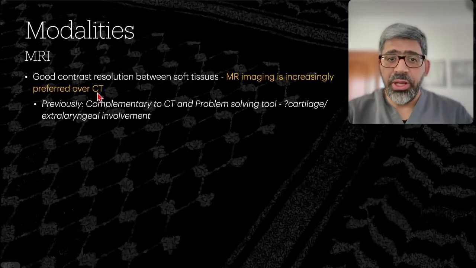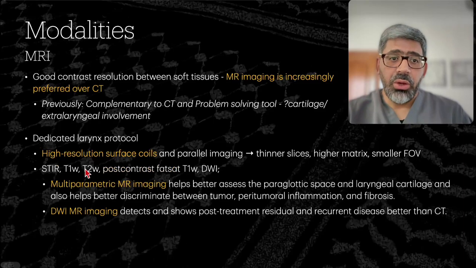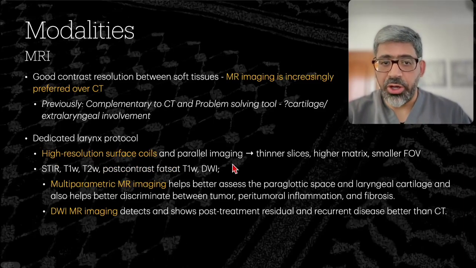MR has replaced CT as the primary modality for laryngeal assessment because it can provide better assessment of cartilage involvement and extralaryngeal involvement. We need to perform a dedicated laryngeal protocol with high-resolution surface coils and parallel imaging.